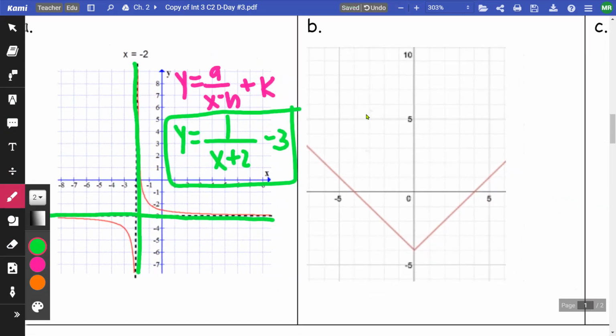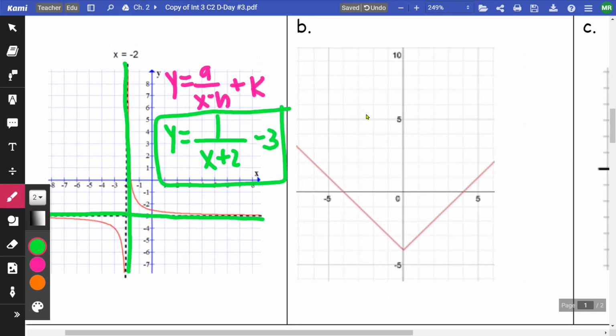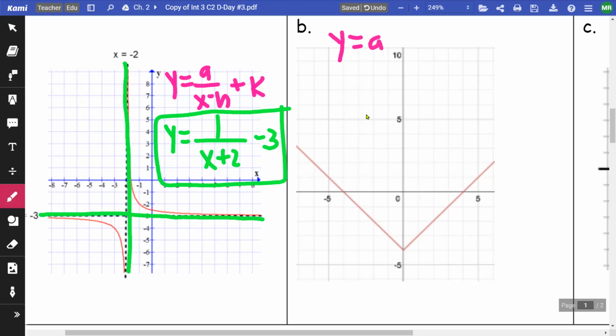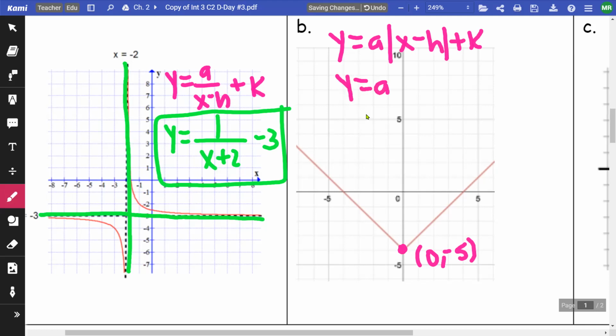On letter B, what you would do is, this is an absolute value, so it's going to be y is equal to A times the absolute value of x minus h plus k. And so I need to find my vertex, which is at 0, -5, and that goes in for my h and k. So I know I'm going to have y is equal to A, and then because of the 0 going in for my h, this is just going to be the absolute value of x, and then -5.